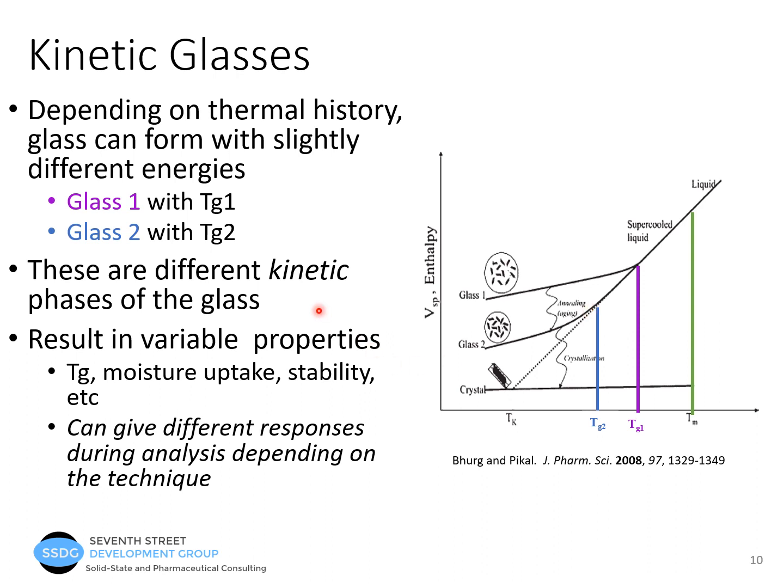And these are different kinetic phases of the glass. This is not polyamorphism, that's an entirely different phenomenon. This is just a kinetic form of the glass, but they are very real and they will occur during development. They can result in variable properties, and this can include different glass transition temperatures, different moisture uptake, and different stabilities depending on how different these kinetic glasses are. So again, understanding how you're producing your amorphous material and relating it back to various properties can be very important during drug development.